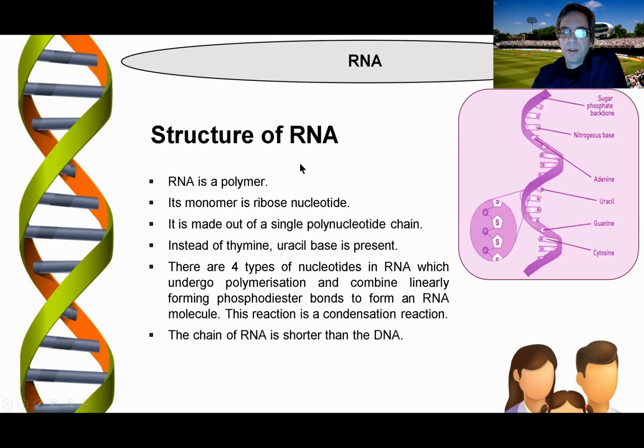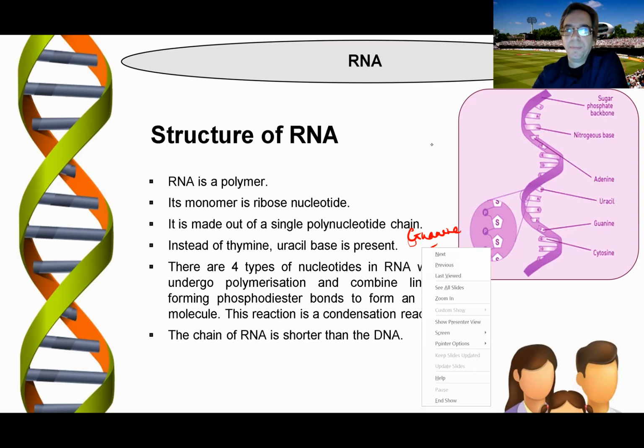The next part we're going to go through is RNA. I've covered what the chemical structure of RNA is. RNA is a polymer. Its monomer is a ribose nucleotide. And I've also mentioned, instead of thymine, it's made of uracil, a particular uracil base. So it still uses the other 3 bases, which are guanine, cytosine, and also adenine.